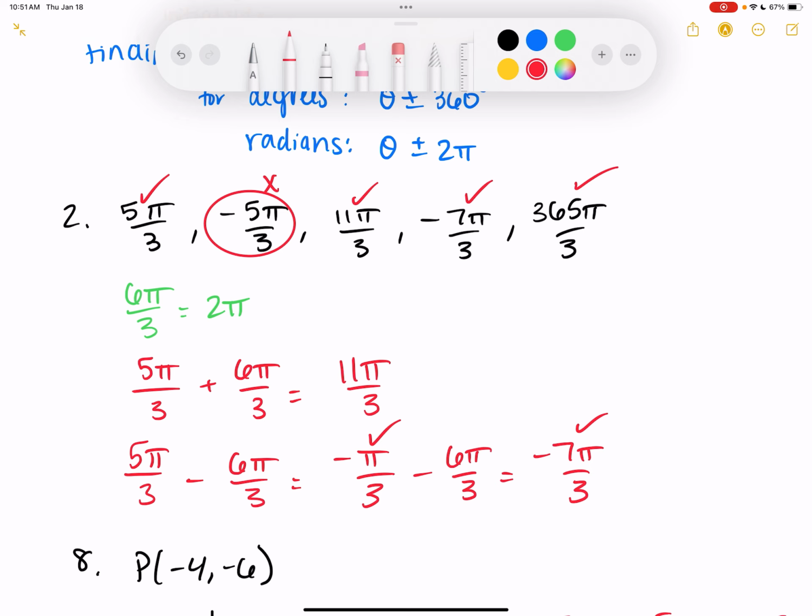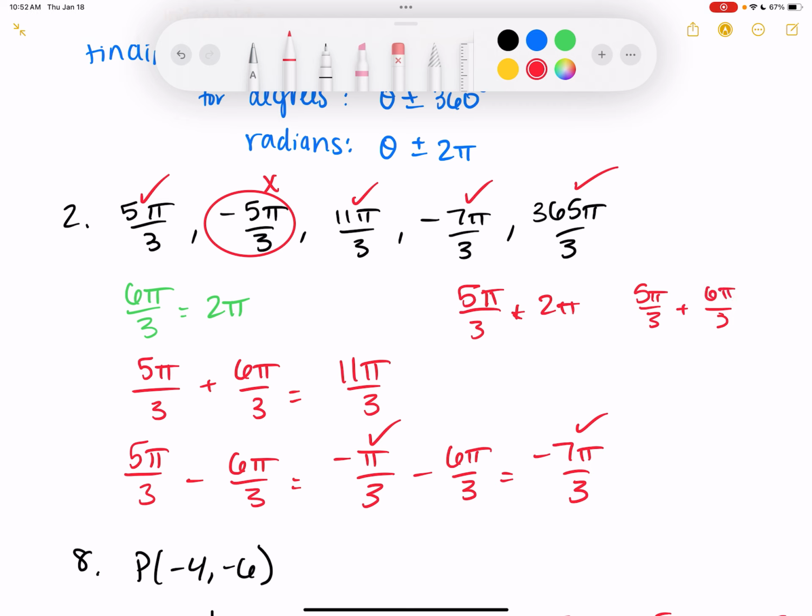How come instead of using 2 pi, you use 6 pi over 3? Because it's fractions, and I needed a common denominator. I didn't want to do 5 pi over 3 plus 2 pi, because then I can't add that, and I'm going to end up converting it to 6 pi over 3 anyway. So I just do this from the start to make life easier, instead of saying I'm going to add 2 pi, and now I need to have this as 5 pi over 3 plus 6 pi over 3.